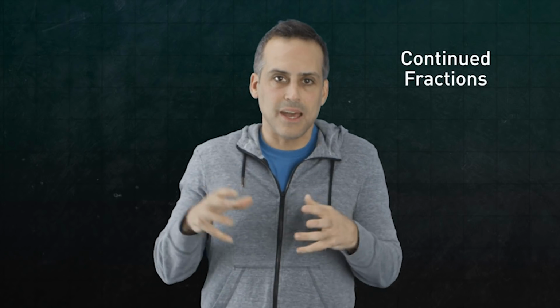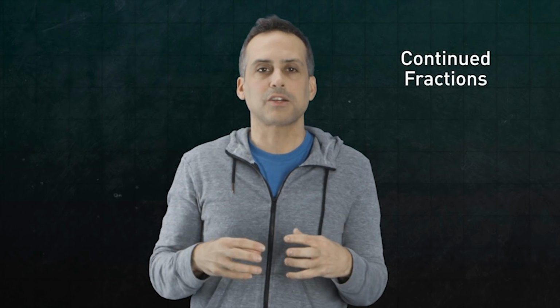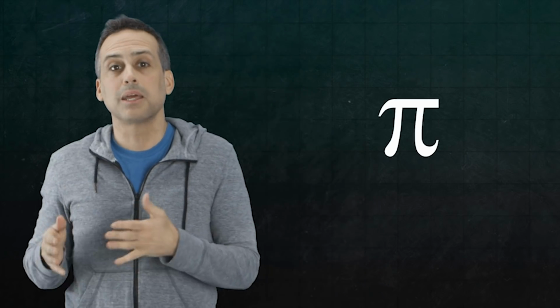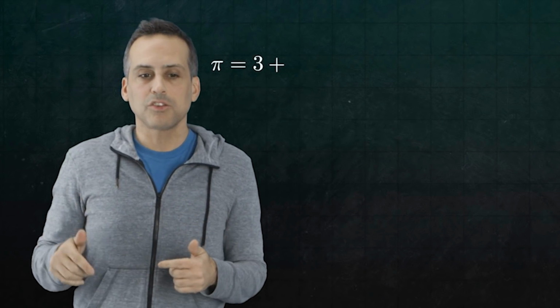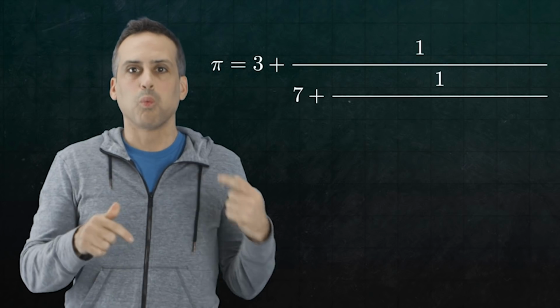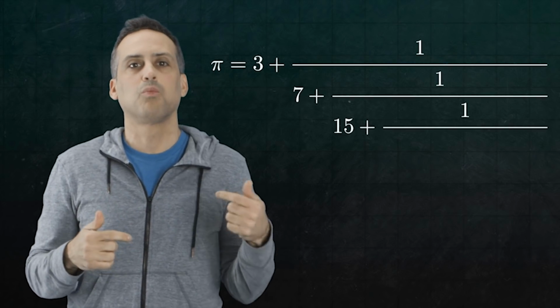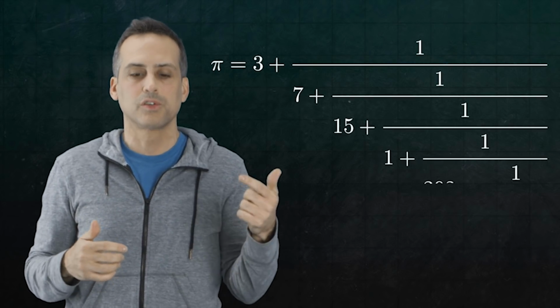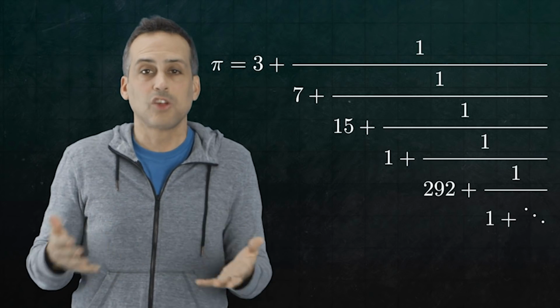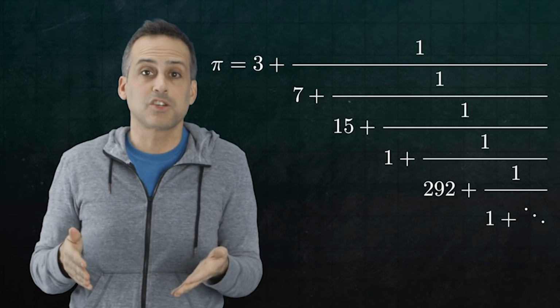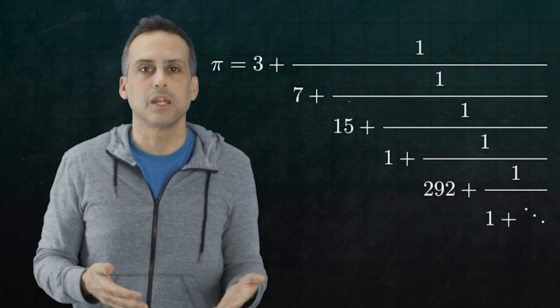Now let's connect this to some number theory. One way to represent real numbers is with continued fractions, which are basically nested layers of fractions inside fractions. For example, pi can be written as 3 plus 1 over 7 plus 1 over 15 plus 1 over 1 plus 1 over 292 plus, and so on forever, since a continued fraction of an irrational number is infinite.